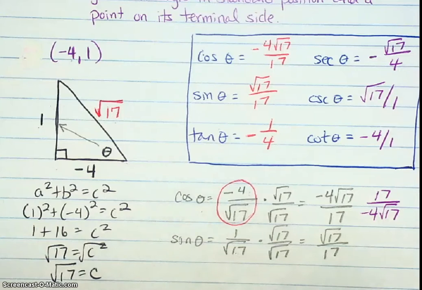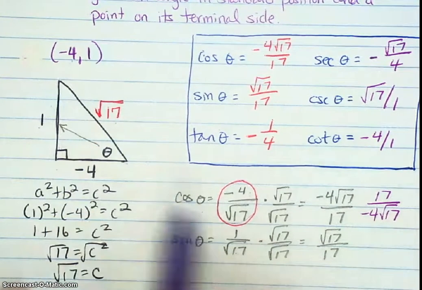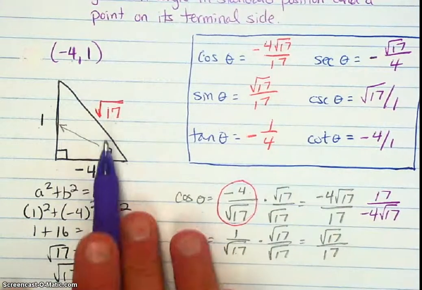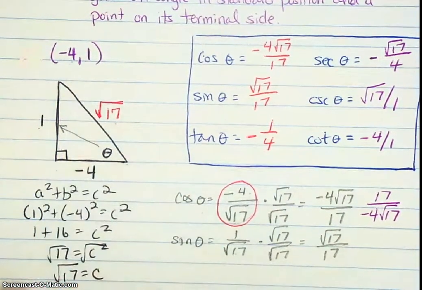Alright, we'll do another example in class tomorrow where I'll give you a little bit more information, maybe tell you what quadrant it's in, and give you one of the trig functions, but we're basically going to work the problem the same way. But this right here is the first example for a point on the terminal side.